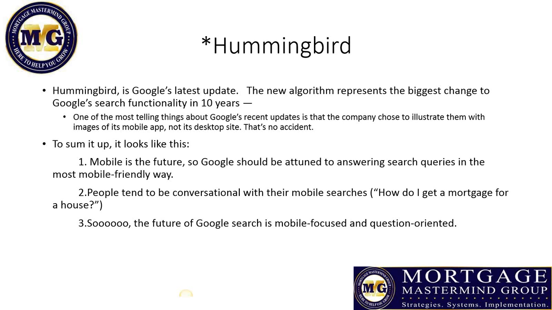The way that people search on their mobile device is much more conversational. They will hold their phone up and say, how do I get a mortgage for a house? As opposed to just typing in home mortgage or mortgage for house. They're asking it a semantic question. So the future of Google search is mobile focused and question oriented.